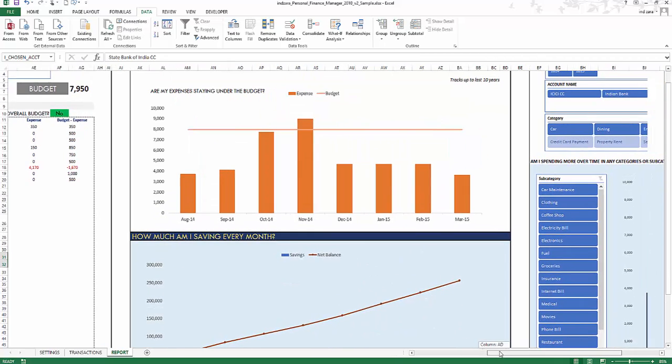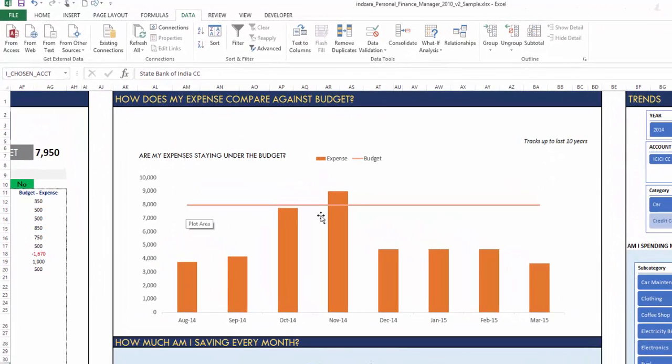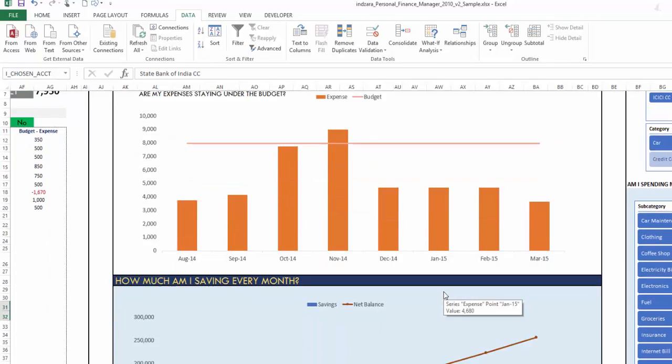This shows what my expenses are every month and how I am doing compared against the budget. So it's very easy to see. We went over the budget in November, we were very close in October, but otherwise we are pretty low compared to the budget levels.